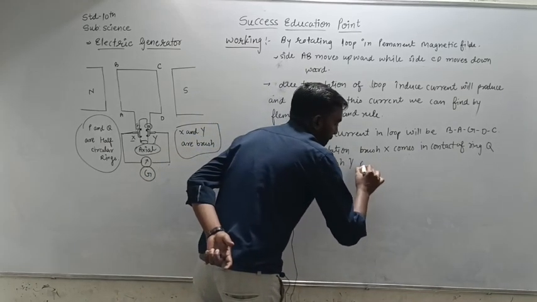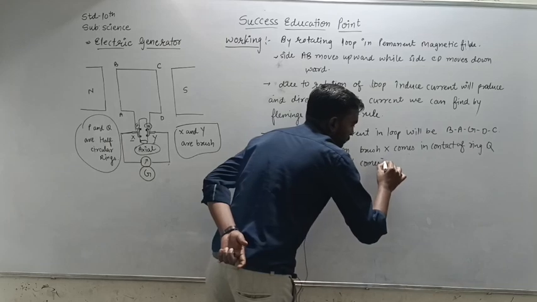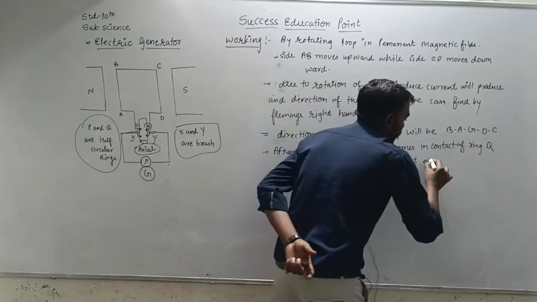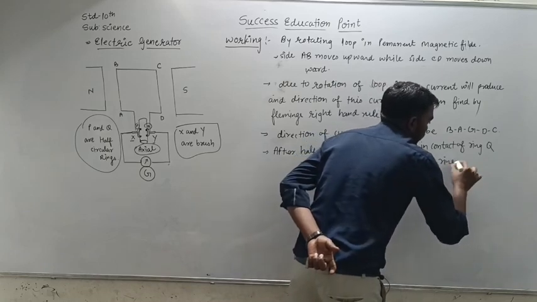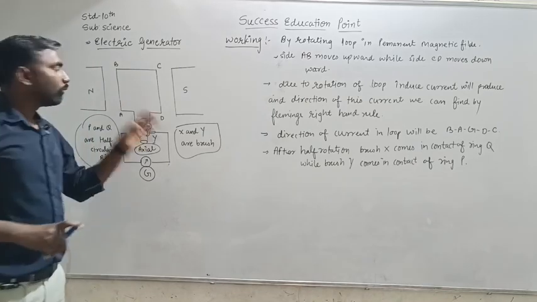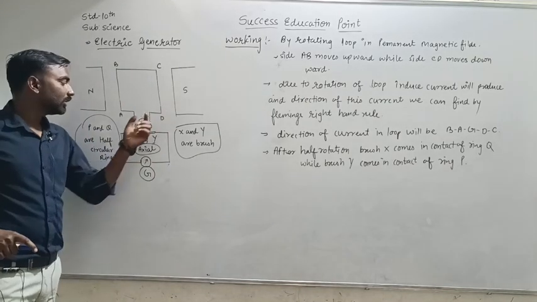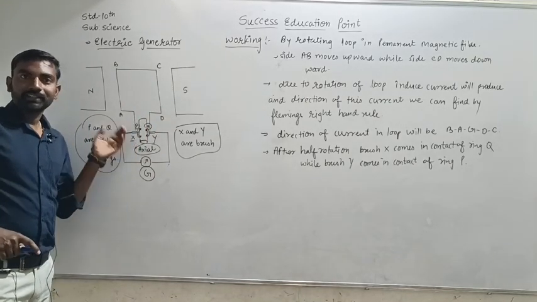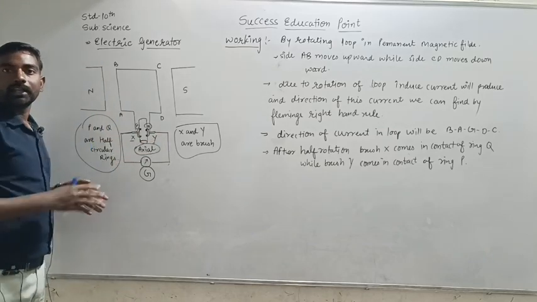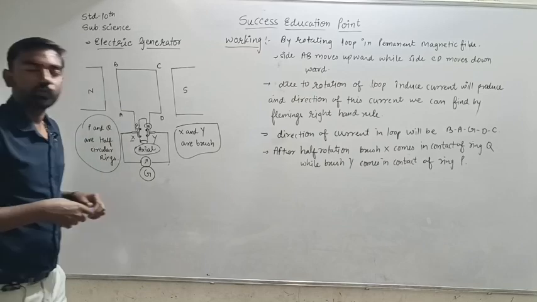brush Y comes in contact with ring P. But one thing you have to notice here: whichever side comes in contact with X is going upward, while the side which comes in contact with Y is going downward.